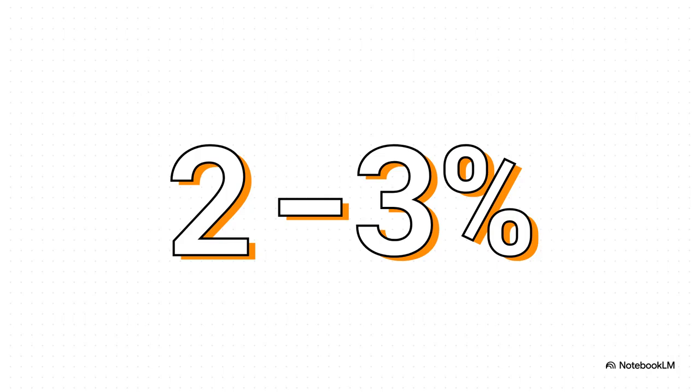I want you to really look at this number. 2 to 3%. Burn it into your brain, because this single number is what separates traders who survive from those who don't. It's the absolute maximum a professional will risk of their entire portfolio on any single trade. It's not a suggestion, it's a non-negotiable rule. It guarantees that no single bad trade can ever wipe you out.